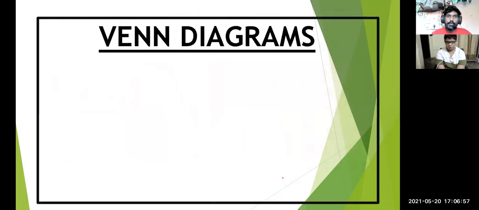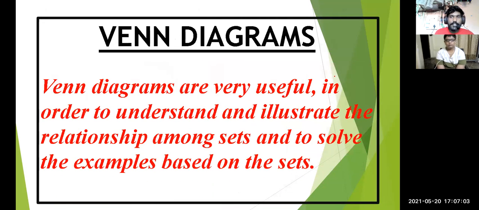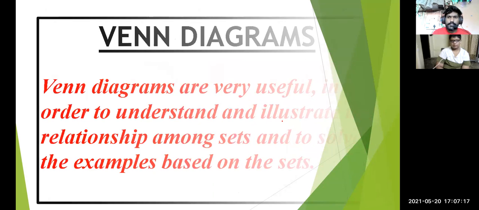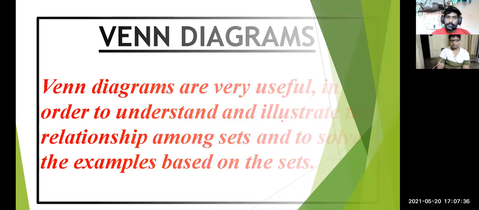So let's see what is his definition, how we defined a Venn diagram. Venn diagrams are very useful in order to understand and illustrate the relationship among sets and to solve the examples based on sets. Now, till now, whatever you studied about sets, that was just numbers, just writing it. But how can you visualize it? How to imagine how this will look like? So that is the basic meaning of a Venn diagram. Venn diagram helps you to visualize, to imagine how a set looks like.